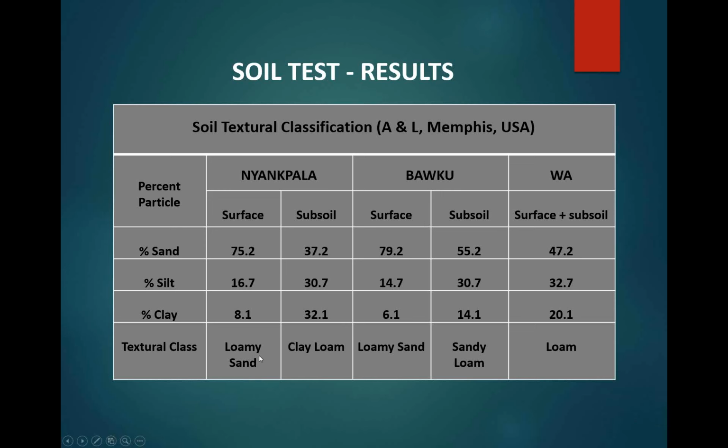So they give us these results: loamy soil for the Yankpala for the surface. Then you have the subsoil, which is a clay loam, and for the Bawku, the surface soil is loamy sand, and then the subsoil was sandy loam. Now for the Wa, I had only a composite sample for testing, because at the time I got there, the land was already plowed, so it was meaningless taking separate samples. So I just combined the 2 of them. That's why we have surface and subsoil together. All together, the result was that it was low.